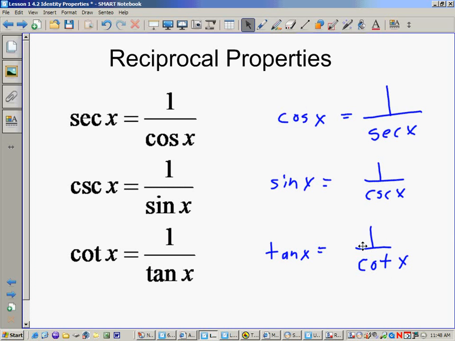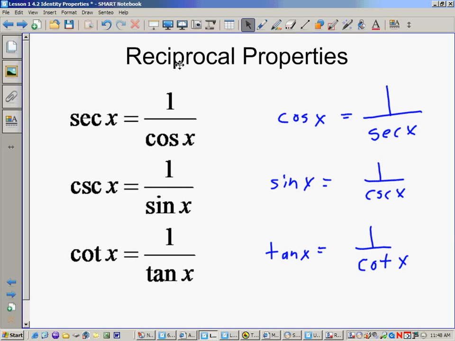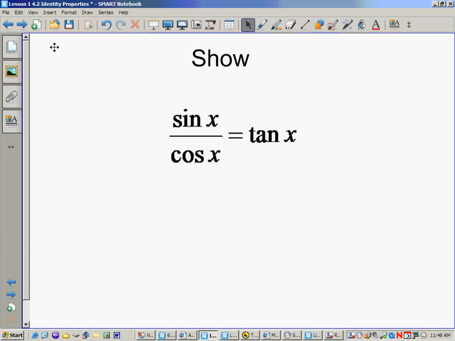Now, you guys have known these properties. I think you just haven't known that they're called reciprocal properties. So if we ever ask for a reciprocal property for cosecant, you'll just say cosecant is 1 over sine of x.